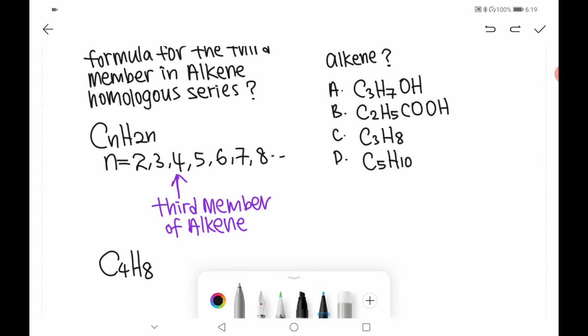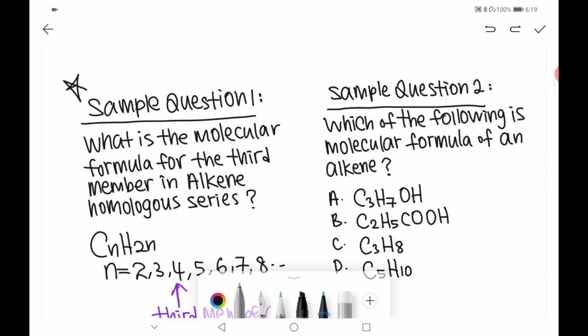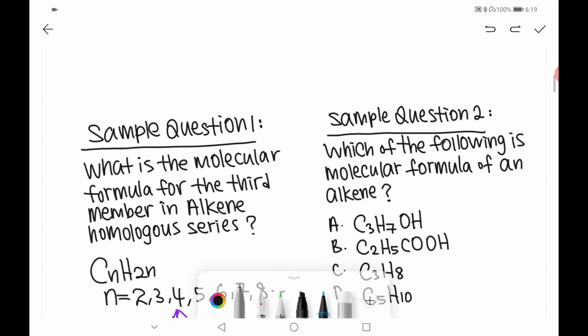So 2 carbon is only the first member. 3 carbon is the second member, and 4 carbon is the third member. So please be very, very careful with this question. Next one, you can look at the right hand side now.